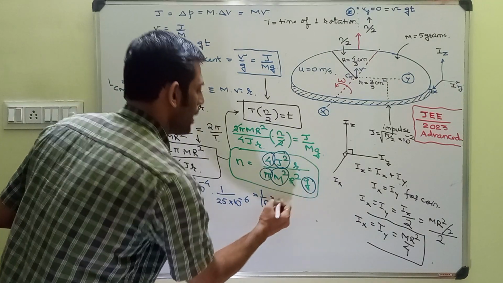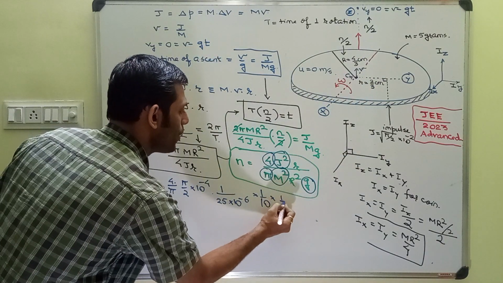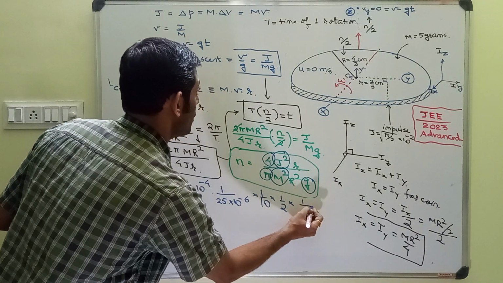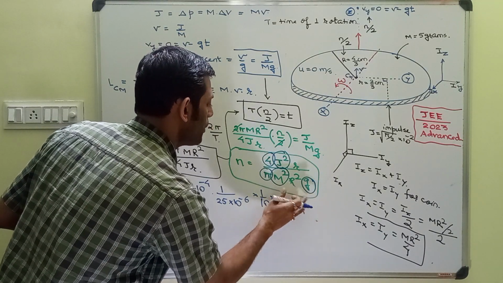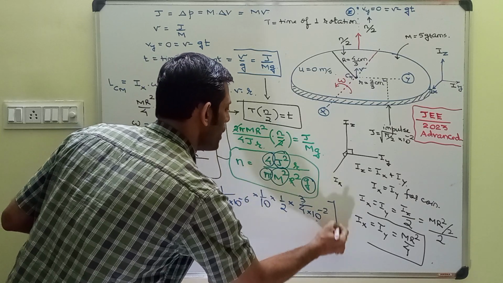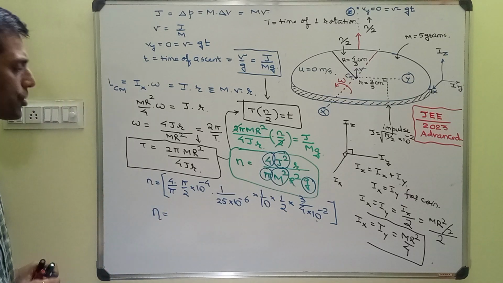Now small r and capital R. Small r and capital R have a ratio of half. So 1 half into 1 by capital R, that is 1 by 4 by 3. So that makes it 3 by 4 into 10 power minus 2. This longer calculation, see, this is not long. We will solve this very easily.